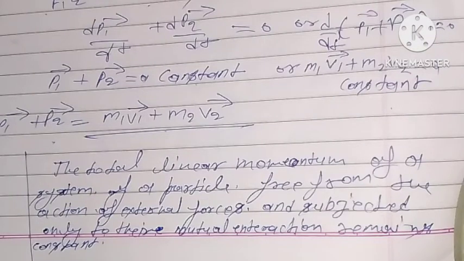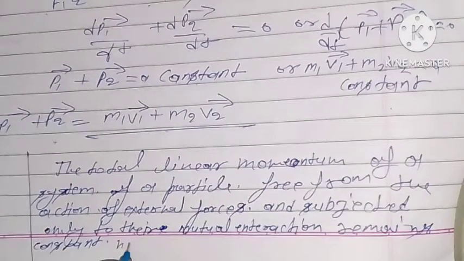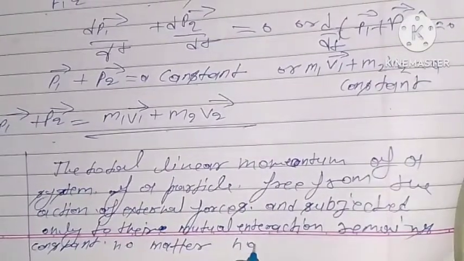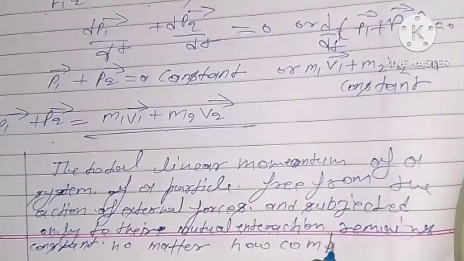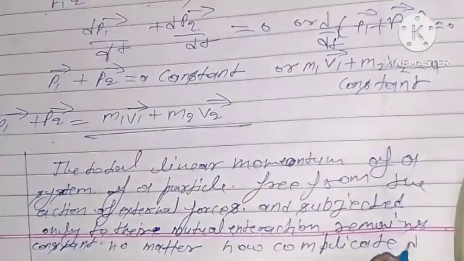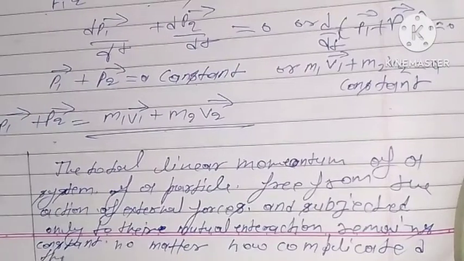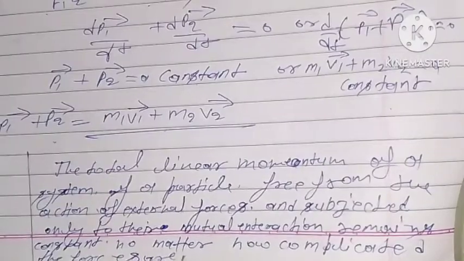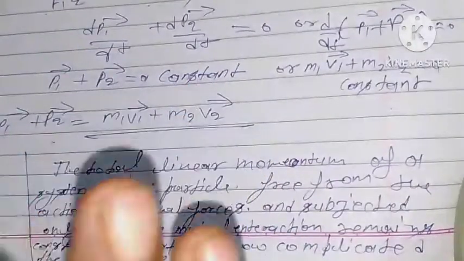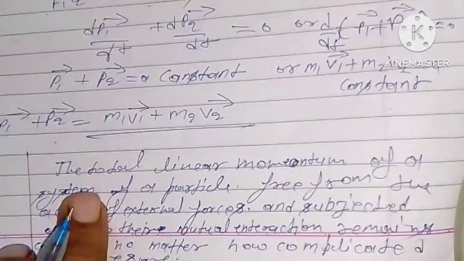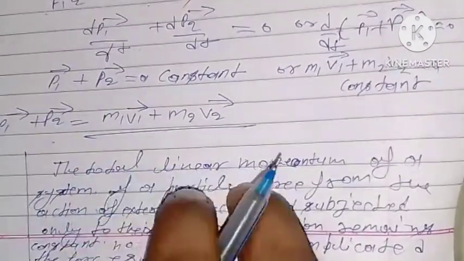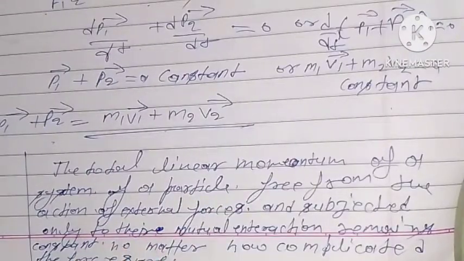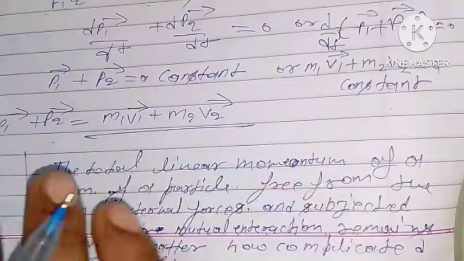No matter how complicated the forces are. The total linear momentum of a system of particles free from the action of external forces and subjected only to their mutual interaction remains constant, no matter how complicated the forces are.